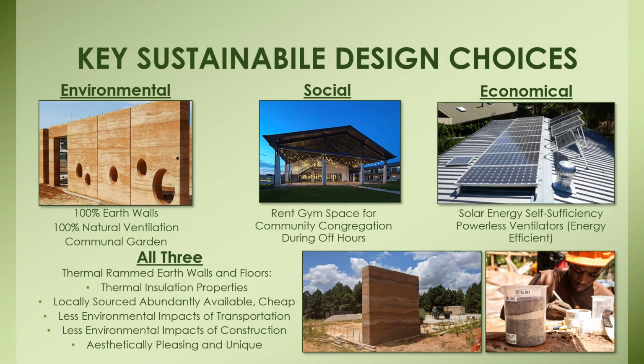Design choices were made along every aspect of the design project to achieve the right balance of environmental, social, and economical sustainability. Some key sustainable choices are a communal garden where non-potable harvested water is used, a gym space or library that can be used by the community after school hours or weekends, solar panels to allow for energy self-sufficiency, powerless ventilators on the roof to reduce energy consumption due to ventilation demand, and lastly, thermal rammed earth walls and floors which allow for 100% natural ventilation and are 100% natural earth material, thus minimizing environmental impacts during construction and past its lifetime period. Lastly, it is aesthetically pleasing and it gives a unique feel to the structure.